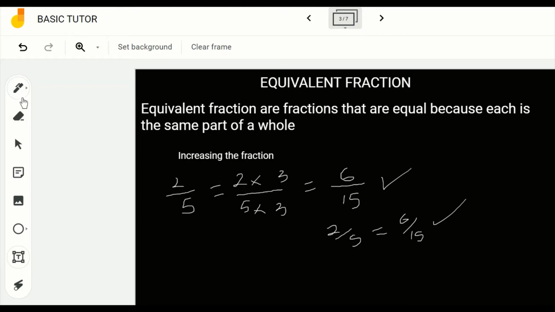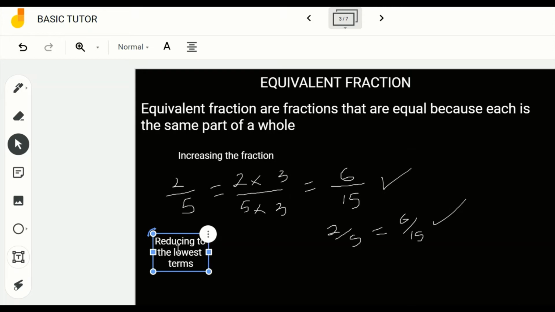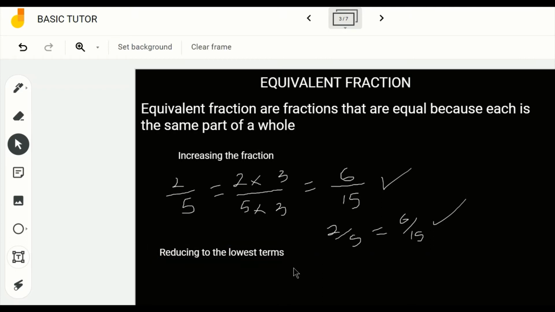We can also find the equivalent fraction of a fraction by reducing to the lowest term. Now, how do we do this? We divide both the numerator and the denominator of the fraction by the same number. That gives us a fraction reduced to its lowest term. For example, if I'm given 4 over 12.